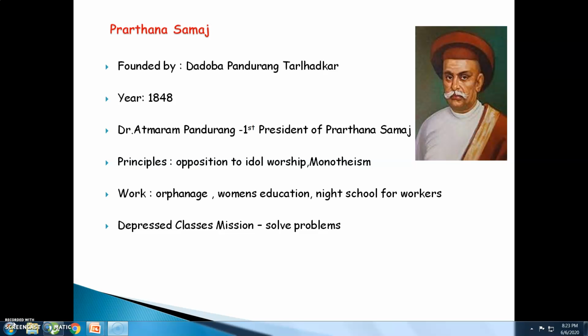There were various workers in society who were very poor. They had to do jobs, and since they had to go on jobs, they did not get time to get education. For these people who went on jobs during the daytime, there were night schools, so that these workers would go to work in the day and go to school at night. That is called night schools. And he founded something called the Depressed Class Mission. This particular mission or organization mainly focused on solving the problems of Indian society, Indian people.